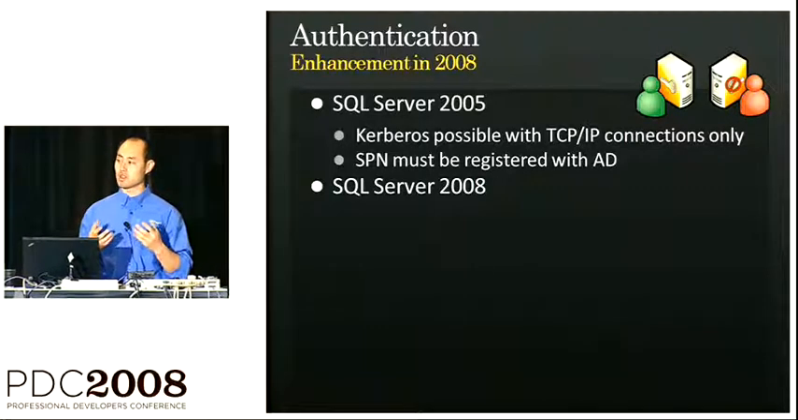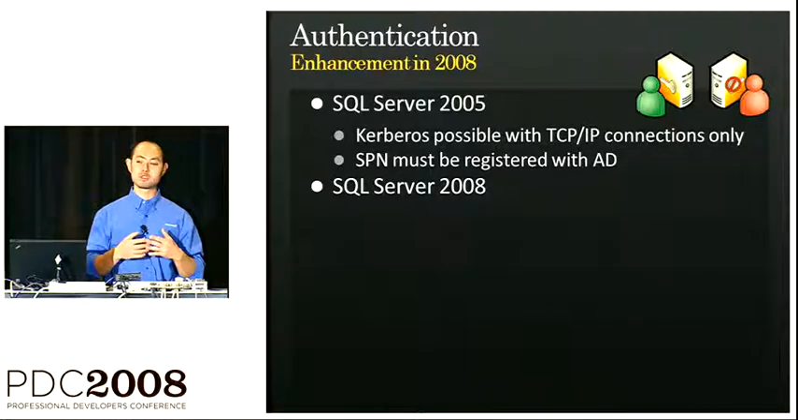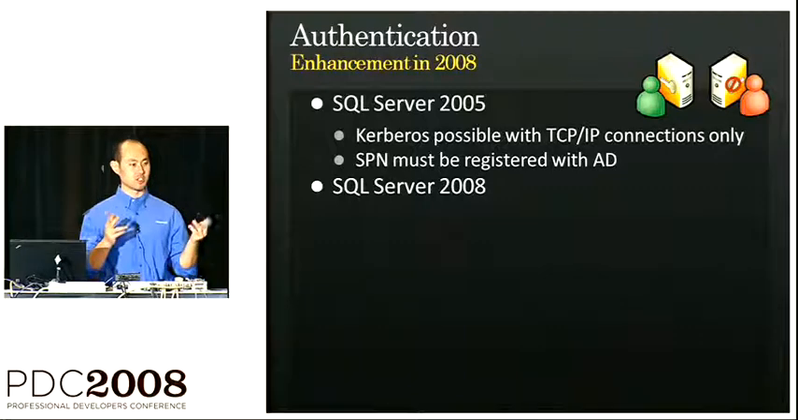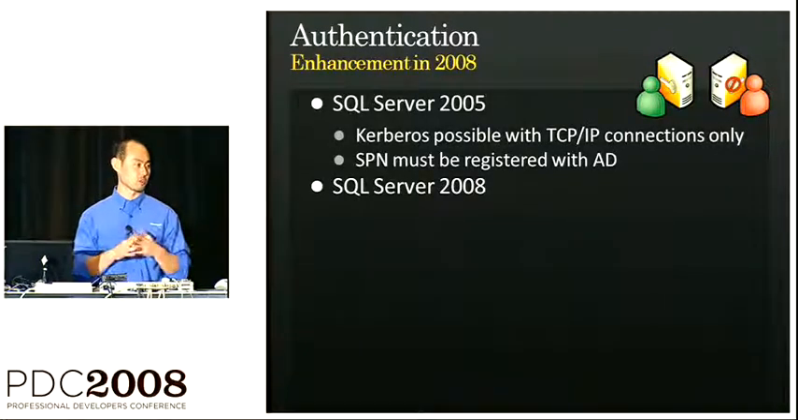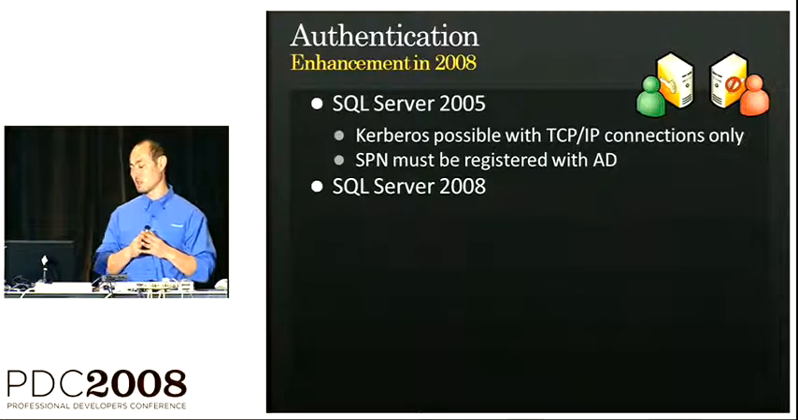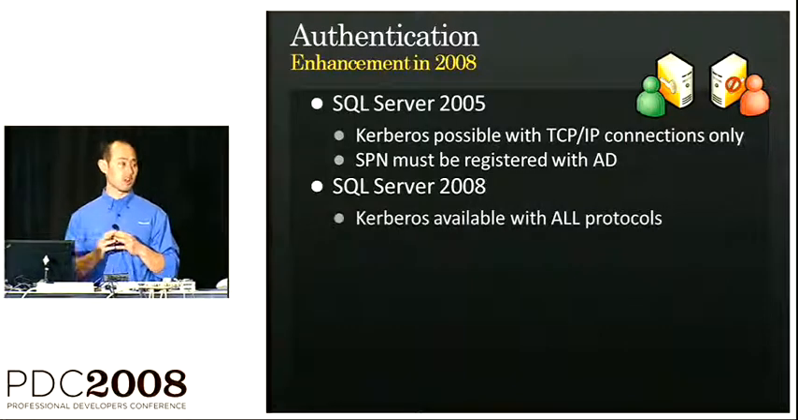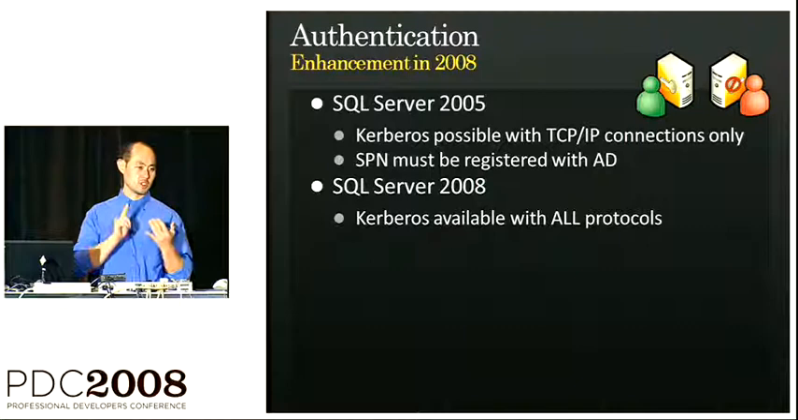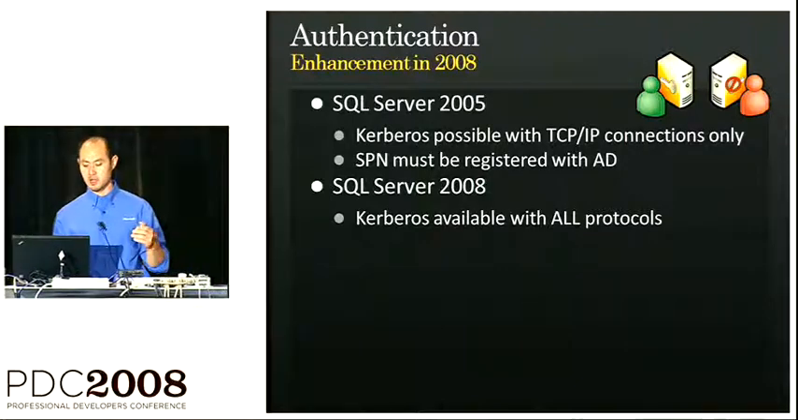Now, SQL Server, when it starts up, tries to register it for you, for the server, but it almost always fails. And why does it fail? It's because in order to actually register an SPN, you need to be a domain admin. And most people don't run SQL Server under a domain admin account. I mean, that'd be kind of foolish. So what we've done in 2008 is that we made Kerberos available for all the different protocols. So whether you're using TCP/IP or named pipes or VIA, you'll still get Kerberos authentication if the conditions are right.